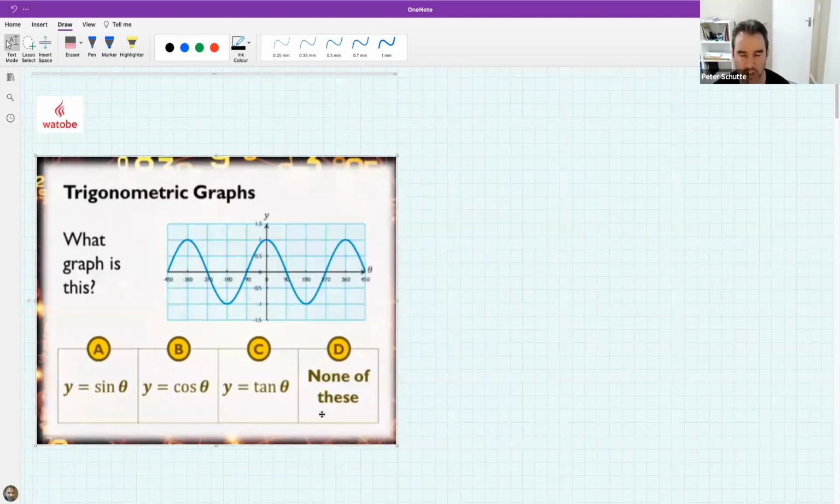I want to know, what graph is this? If you think it's A, put an A in the chat. If you think it's a B, put a B. And if it's a C or a D, which one do you think it is?